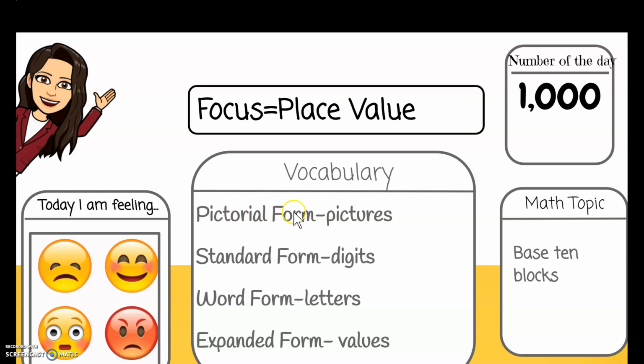Vocabulary: pictorial form uses pictures, P P P. Remember that? Standard form uses digits, D D D. Word form uses letters. And expanded form uses value. One of the strategies will be the base 10 blocks. So if you know those blocks, you know those numbers. Okay?